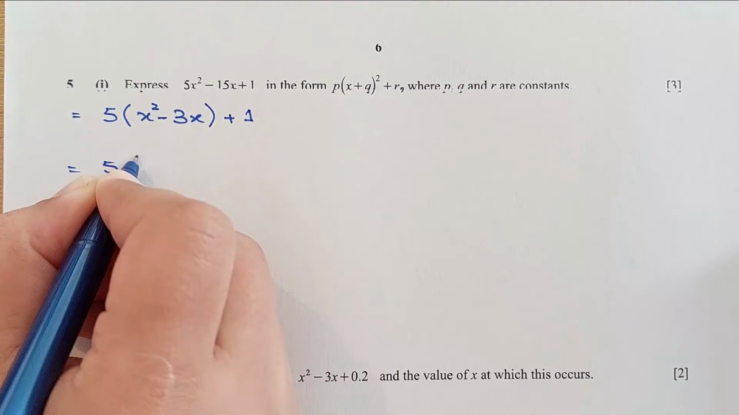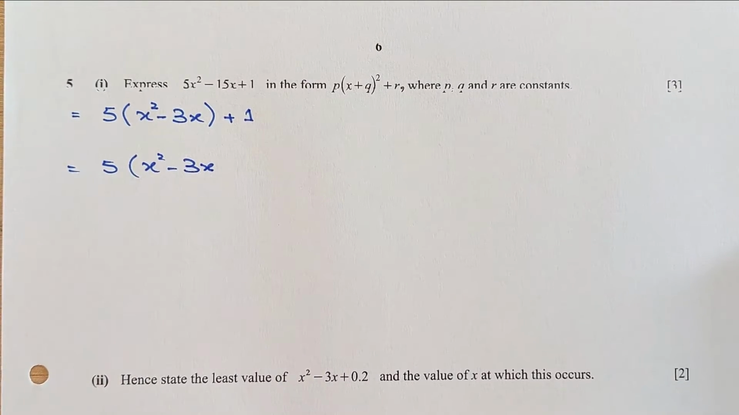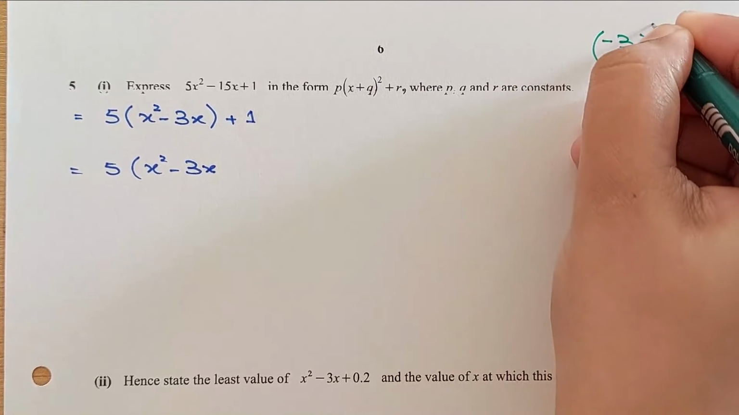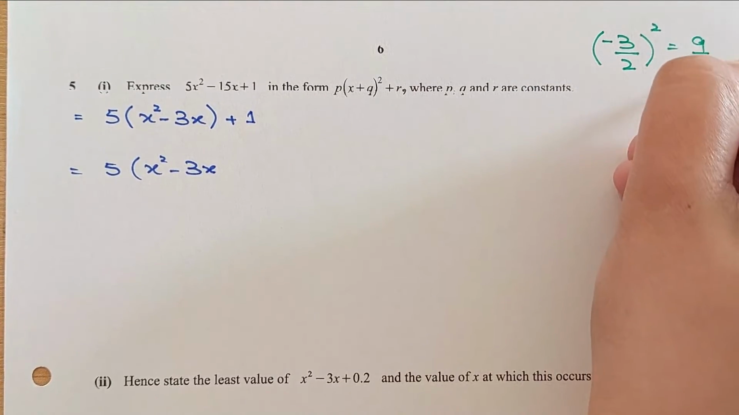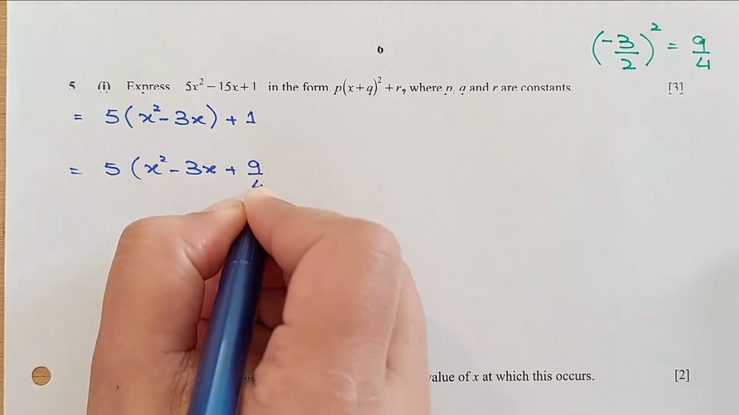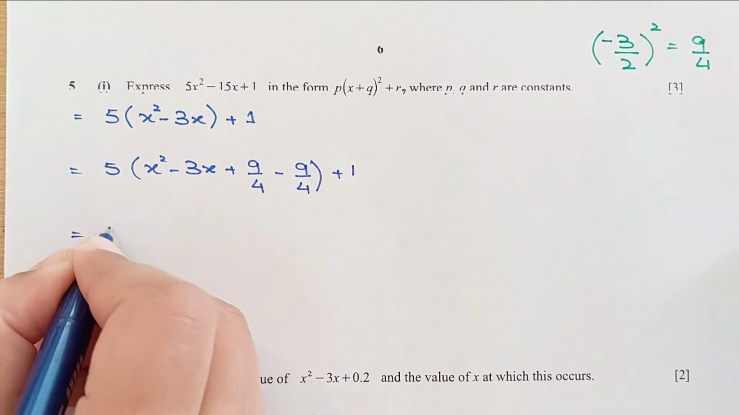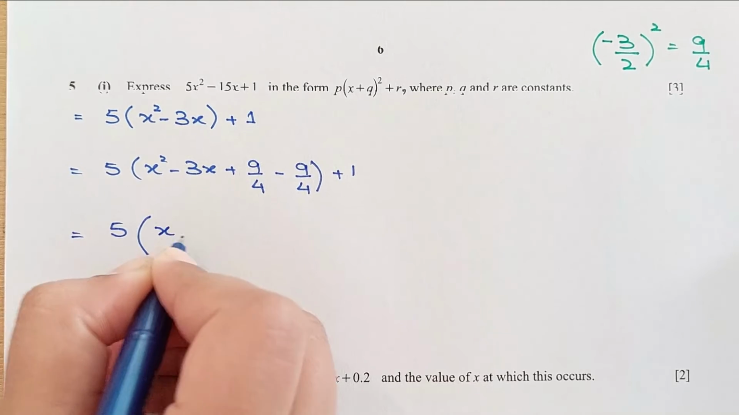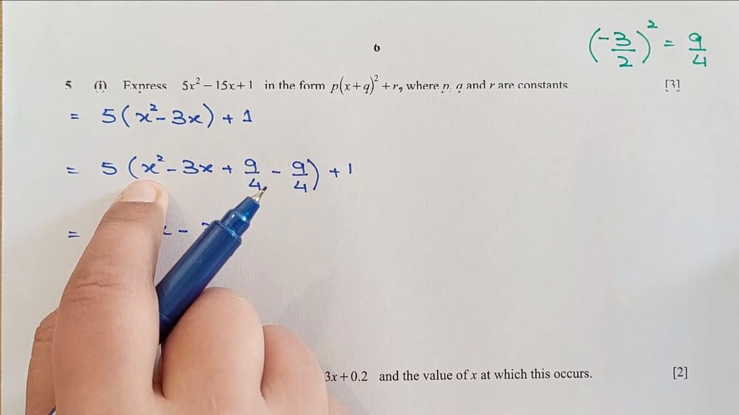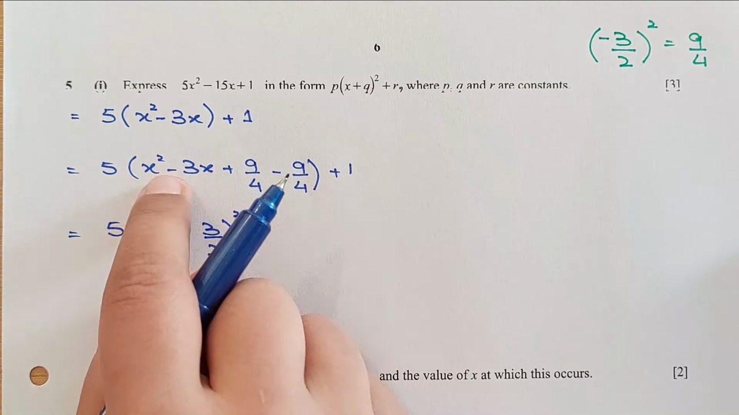Okay, now in the bracket we have x square minus 3x. Now we have to take the coefficient of x, that is negative 3, divided by 2 and take its whole square. So this is 9 by 4. So we add 9 by 4 and subtract 9 by 4, so plus 9 by 4 and minus 9 by 4 and plus 1. So we have 5 and x minus 3 by 2 whole square. This is x square and this is 3 square by 2 square, so x minus 3 by 2, and this is the negative sign.